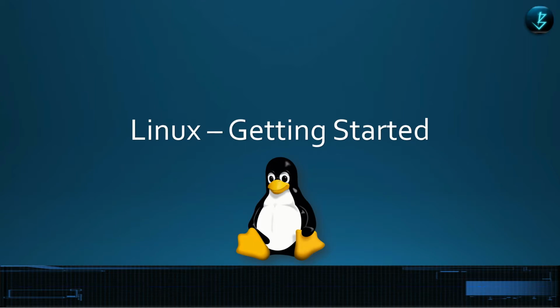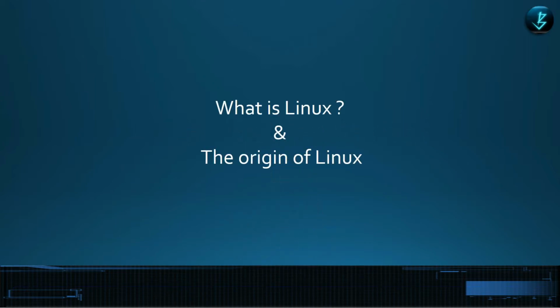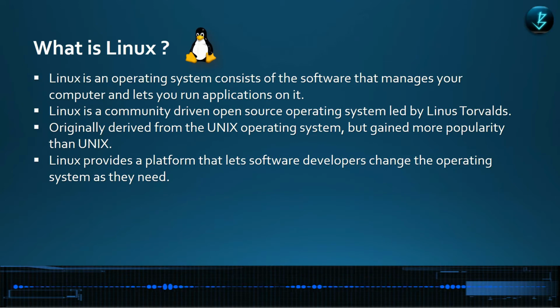What is Linux? The origin of Linux, what are Linux distros, and how Linux differs from other OS. Let's get started. What is Linux? Linux is an operating system that consists of the software that manages your computer and lets you run applications on it.